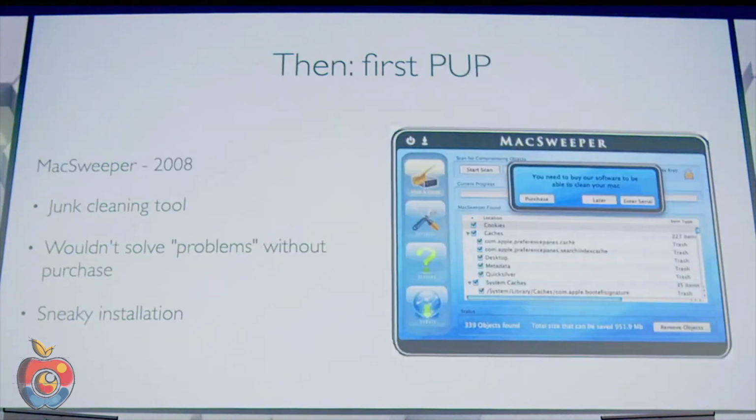So back in 2008, we saw the first PUP. Now, these days, we are awash in PUPs, or potentially unwanted programs. They're everywhere. But at the time, they really didn't exist until 2008 with MaxSweeper. This was kind of an interesting program. It was one of these junk cleaning tools that we see so much of today. It would use some sneaky and underhanded ways of getting onto your computer, and then once there, tell you, oh, look at all these problems. Oh my gosh, your caches, you've got to clean them. And of course, if you wanted to clean them, you couldn't, because you'd have to purchase the software first. So it opened the door to that entire industry that we see on the Mac and on Windows these days.